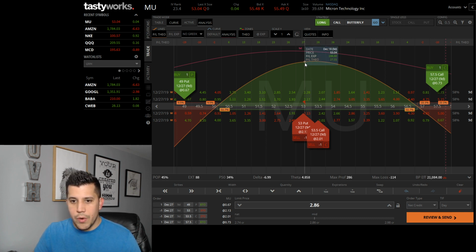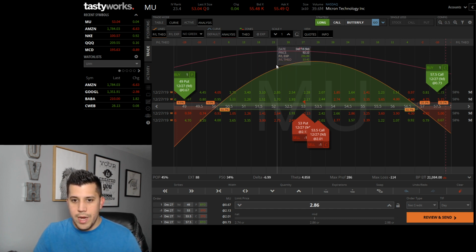Theoretically, tomorrow, if the stock stayed the same price for earnings, I'd be making theoretically $27.38, as you can see up there. And then if I were to hold to expiration, I would make the full max profit of $286.